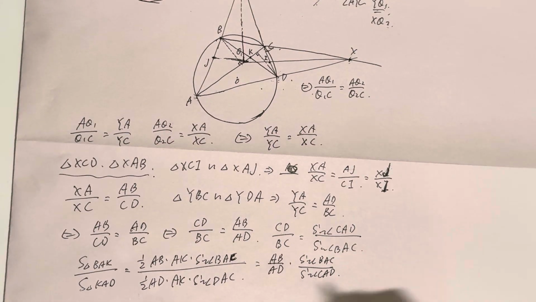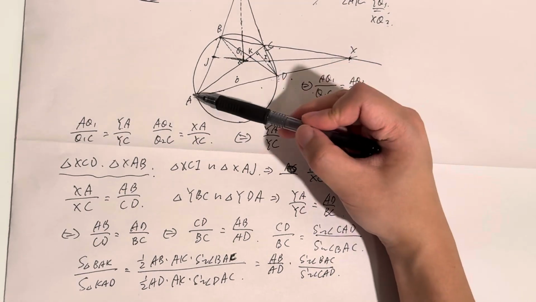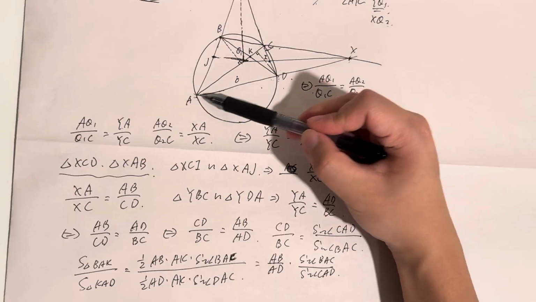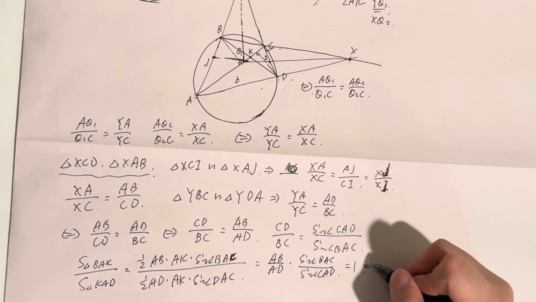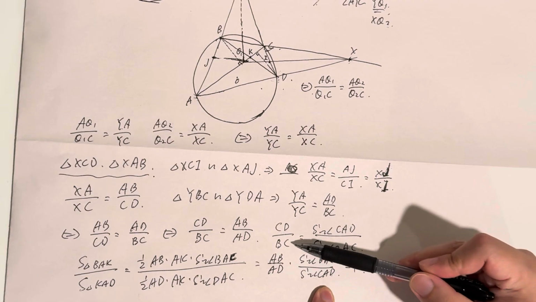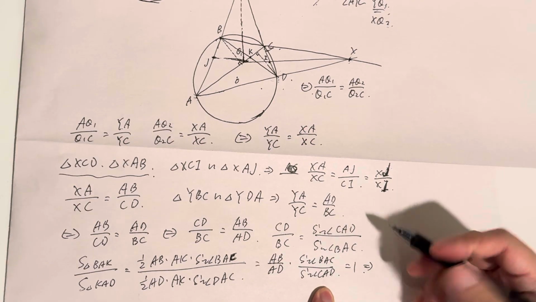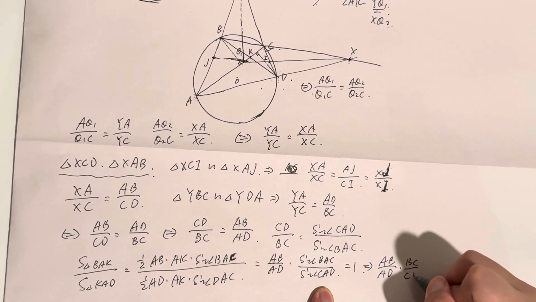Right? And we already know that BK equals KD, which means the area of BAK equals the area of KAD. That makes this ratio 1. And because sine BAC to sine CAD equals BC to CD, AB to AD times BC to CD equals 1.